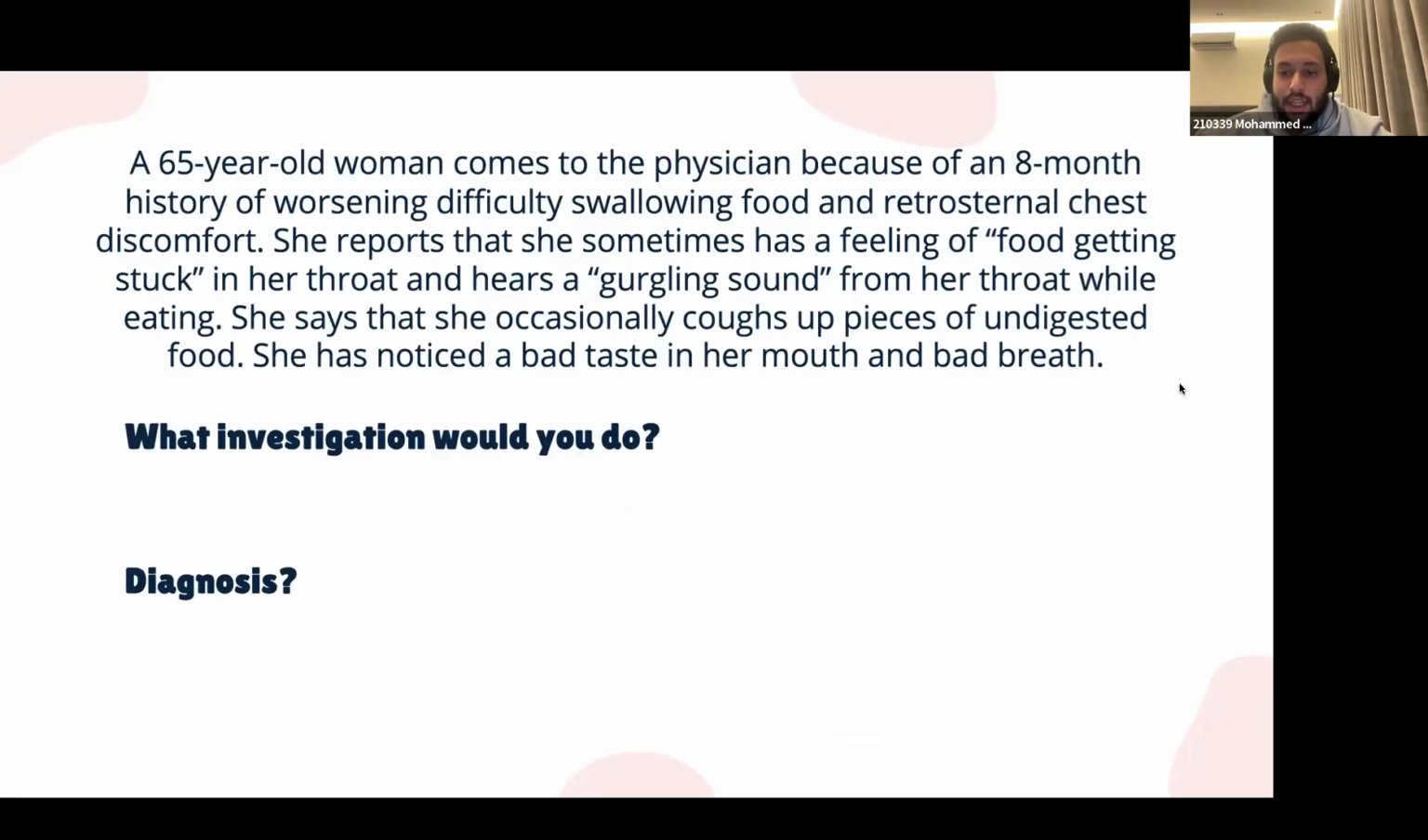So you have this patient, an elderly patient, with worsening difficulties. So they have dysphagia and then retrosternal chest discomfort, so on, food getting stuck in her throat, a gurgling sound, and then coughs up pieces of undigested food, and then a bad taste. What investigation would you guys want to do?